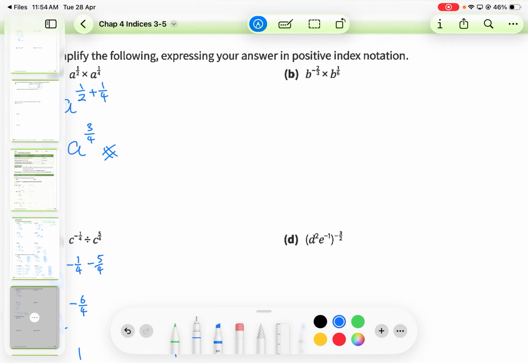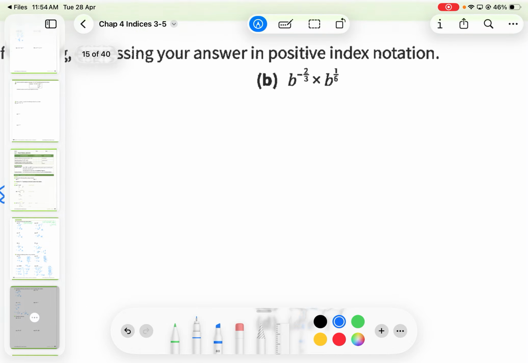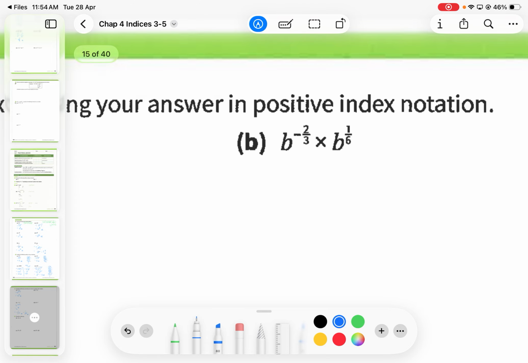So is that 1/6? What's that? It's so small. 6, right? It's the same as A, right? Yes. Same base. So, when multiplying numbers of the same base, we add the power.